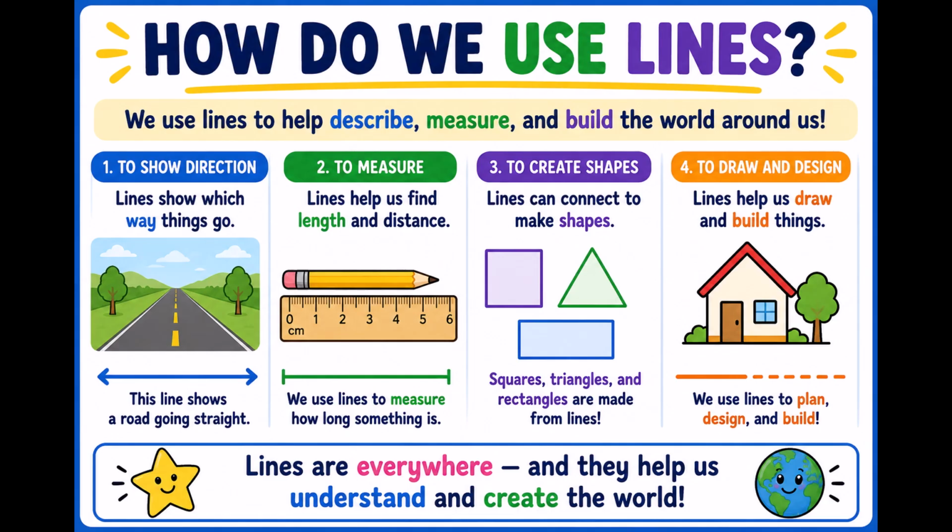So lines are everywhere and they help us understand and create the world. That means lines are all around us. They help us find directions, measure, make shapes, and create drawings and buildings. So, the 4 ways we use lines: to show direction, measure, create shapes, and draw and build. Now, can you name one place where you see lines every day? Excellent job.